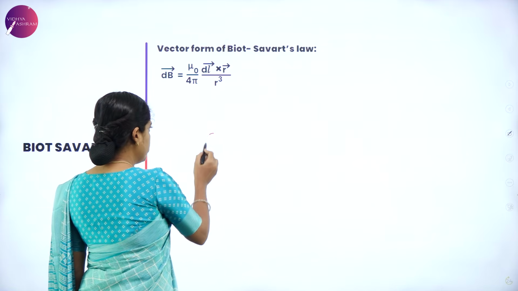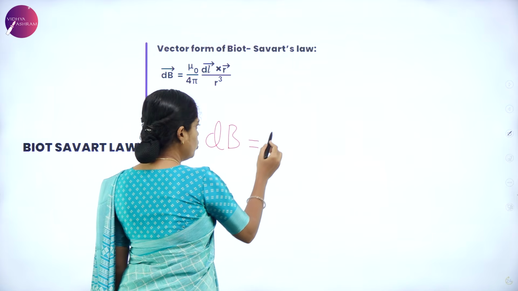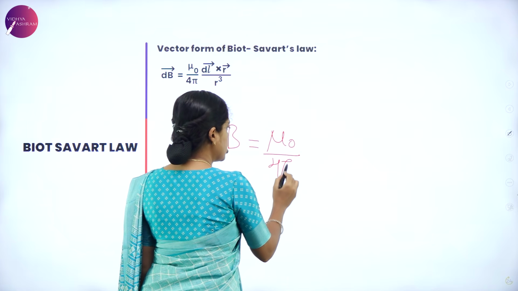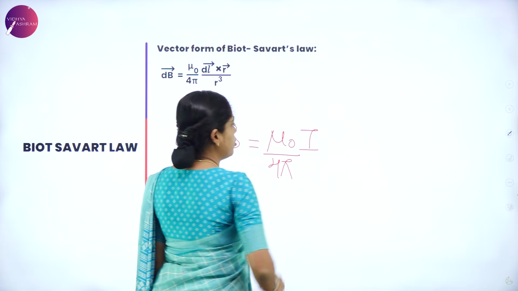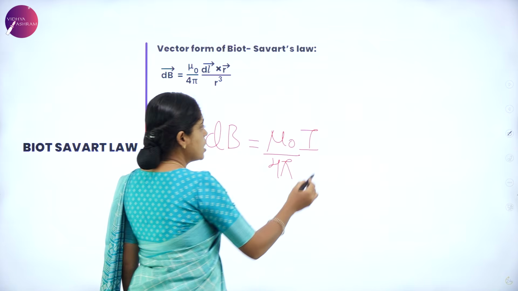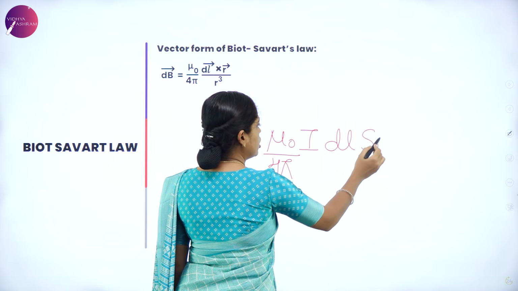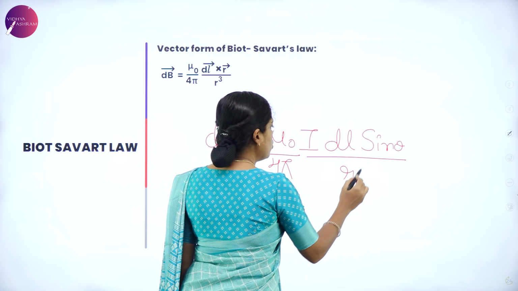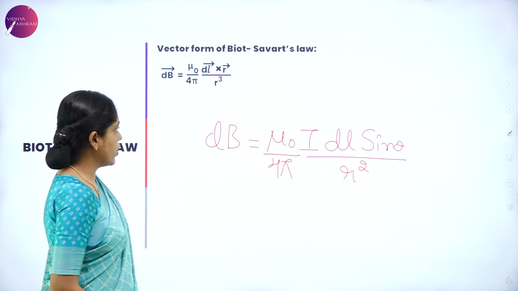So you know the Biot-Savart's law: dB is equal to mu naught by 4 pi, the proportionality constant, and dB is directly proportional to I, directly proportional to dl, directly proportional to sine theta, and inversely proportional to r square.